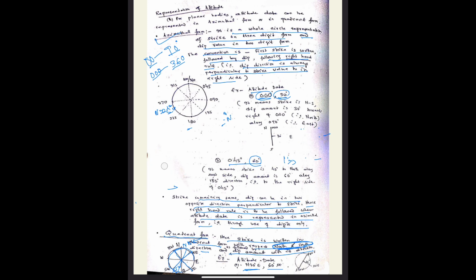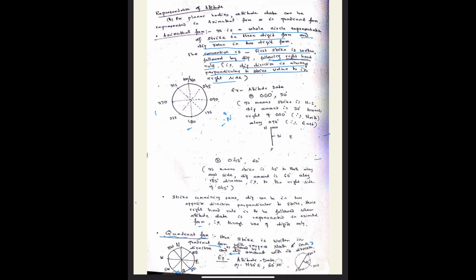So we learned how we represent the data in azimuthal form and in quadrant form. In azimuthal form we simply use the digits. First we mention the strike in 3-digit form, then we mention the dip amount following the right hand rule. And in quadrant form we represent the strike data in the form of quadrants. At 90 degrees to the strike we have the dip direction. We have to mention the dip direction, because we do not have to follow the right hand rule in this case.